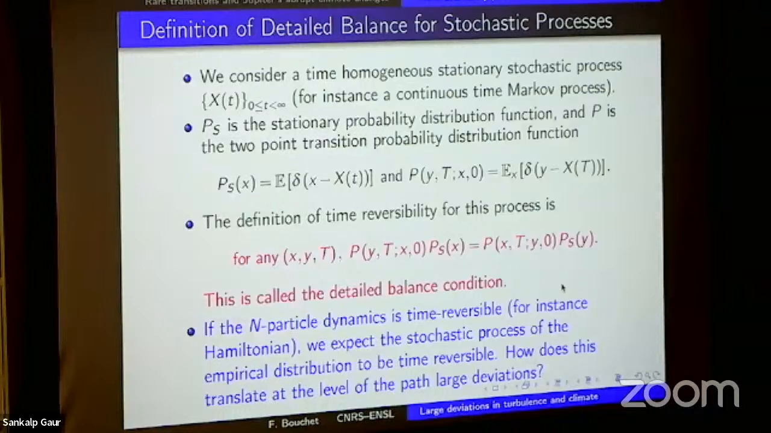And so when you speak of a stochastic process, you have a simple definition of time reversibility, which is called detailed balance. Detailed balance is written here. You look at the stationary probability to be at X, with S here. You look at the transition probability, the probability to go from X at time 0 to Y at time T.